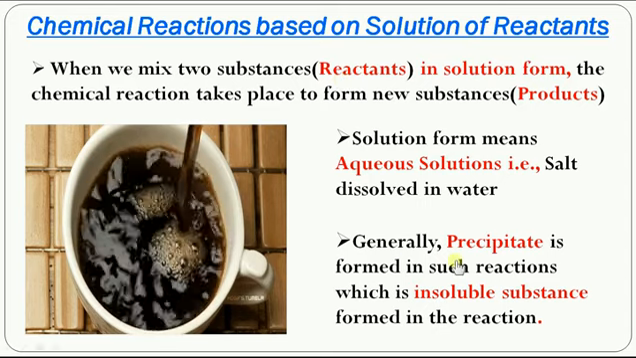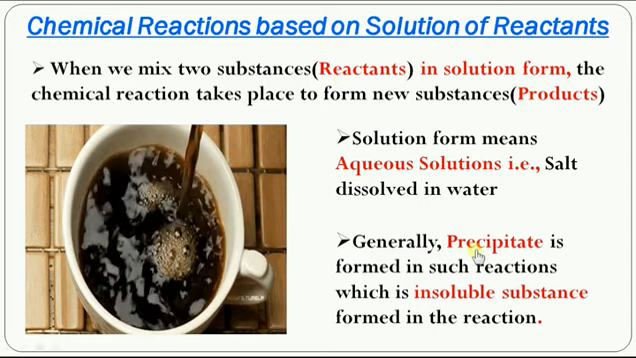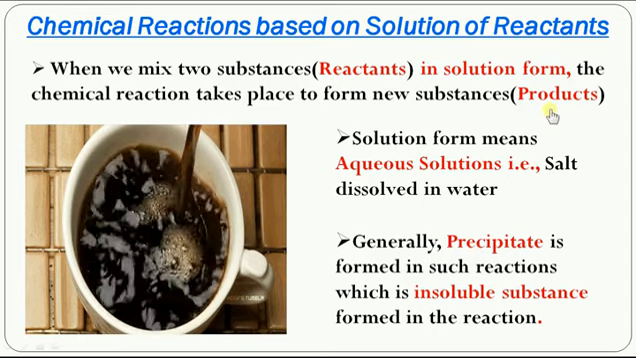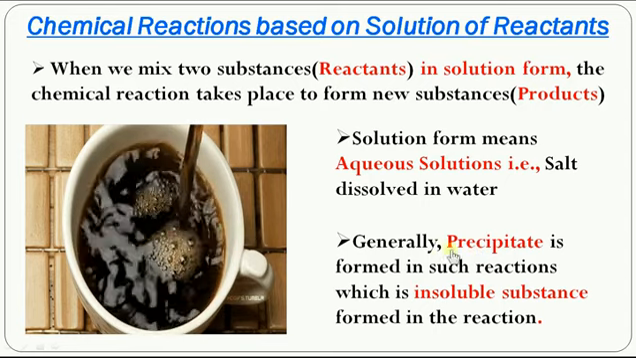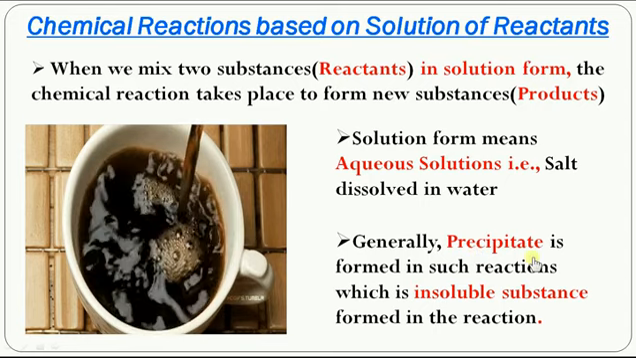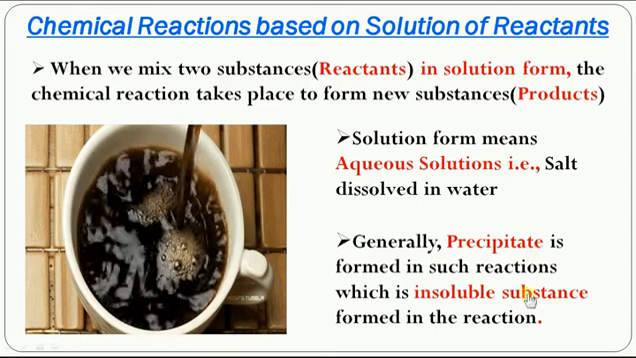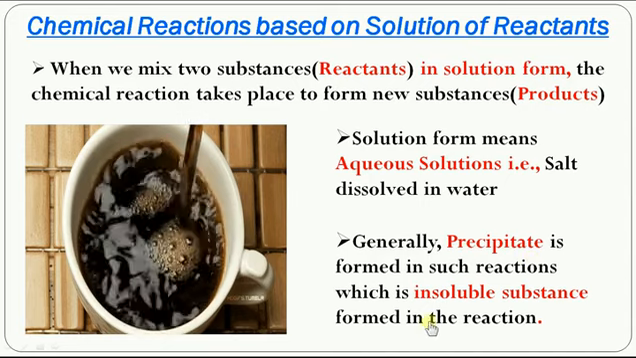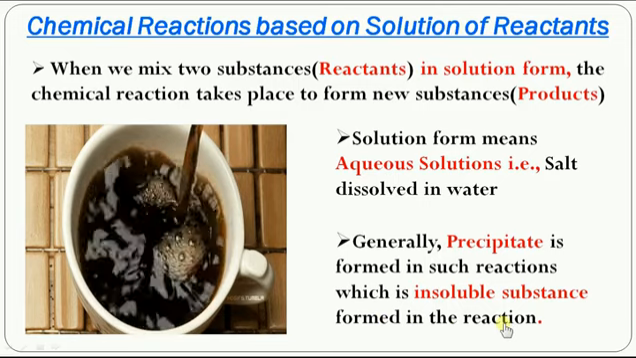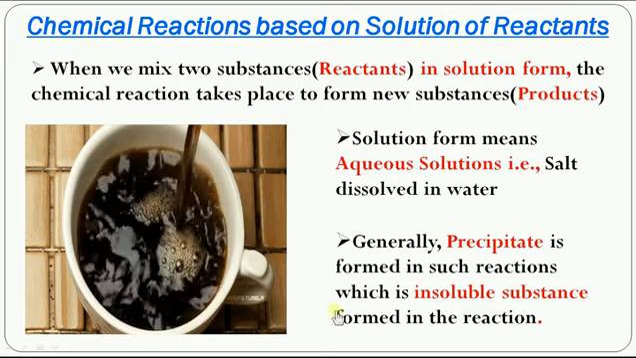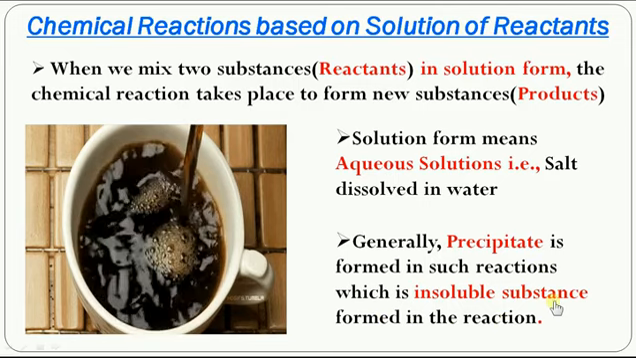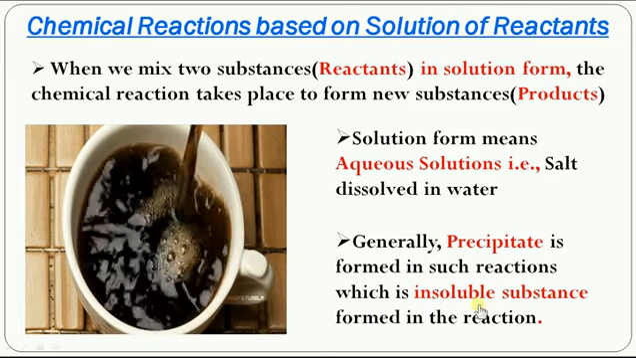Generally, when you mix two solutions, one of the products formed is called a precipitate. The precipitate is nothing but an insoluble substance formed in the chemical reaction. So a precipitate is formed in such reactions, which is an insoluble substance.